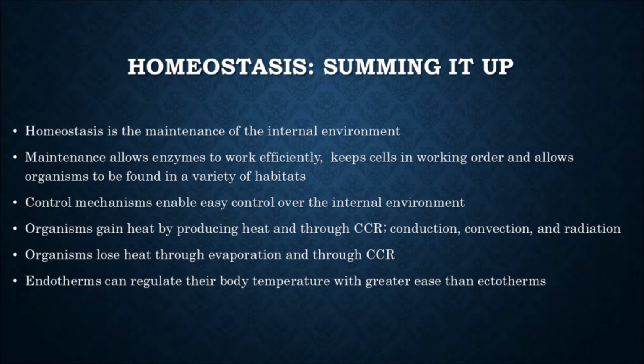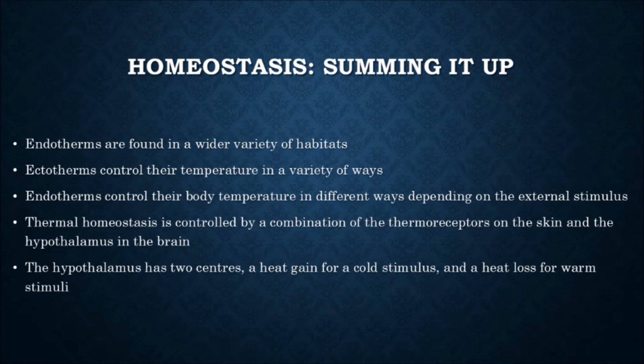Organisms both gain and lose heat through conduction, convection and radiation. Endotherms can regulate their body temperature with greater ease as they do not have to rely on their external environment. Endotherms are found in a wide variety of habitats due to several adaptations such as the ability to store fat over a long period of time, or light fur to deflect heat radiation. Ectotherms control their temperatures by many means such as basking or sheltering, as well as colour variations.